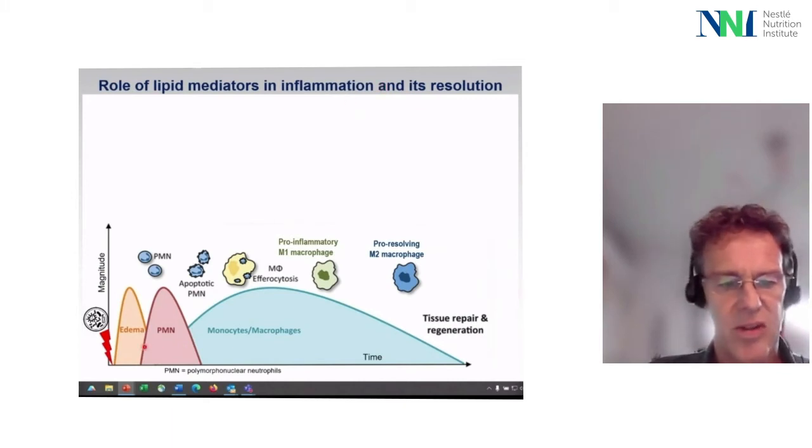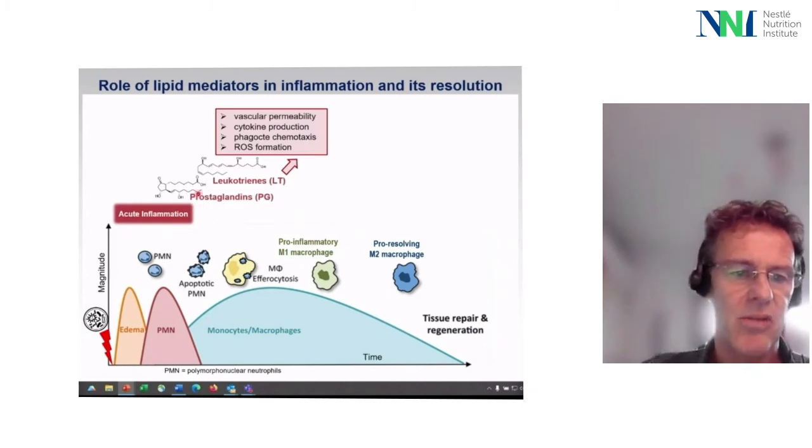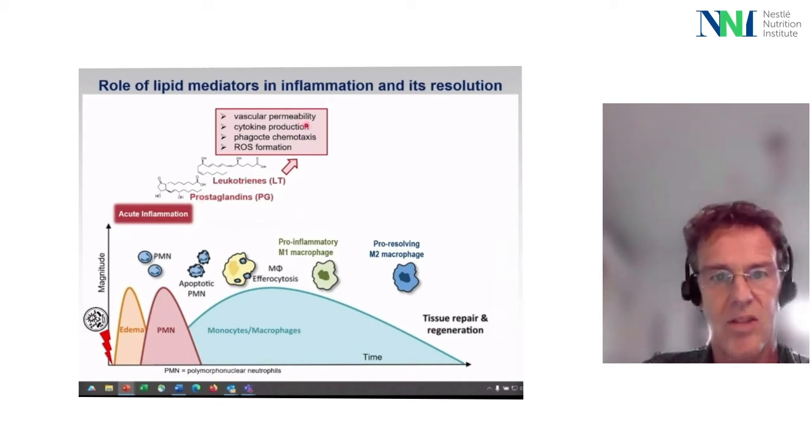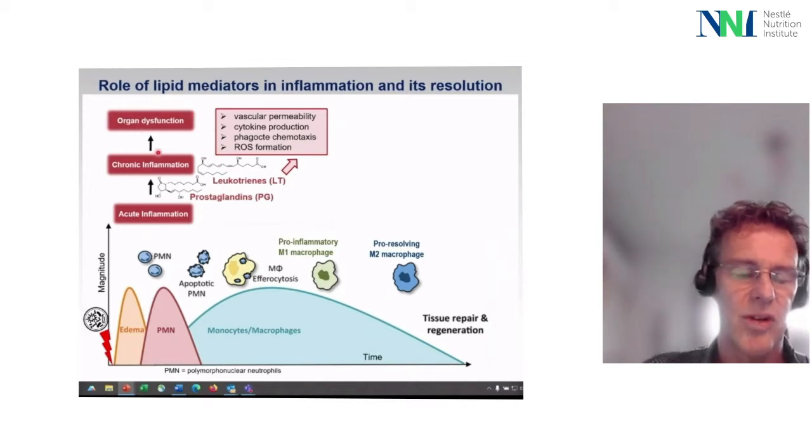What you can see here is the time course of inflammation, starting with tissue damage by microbial infection, toxins, or trauma, which gives a rapid edema and a rapid influx of polymorphonuclear neutrophils and monocytes. Those cells mount the acute inflammatory response. Leukotrienes and prostaglandins are produced, which are pro-inflammatory mediators that increase vascular permeability, cytokine production, phagocyte chemotaxis, and the formation of reactive oxygen species. If those molecules prevail, then chronic inflammation occurs, leading eventually to organ dysfunction.